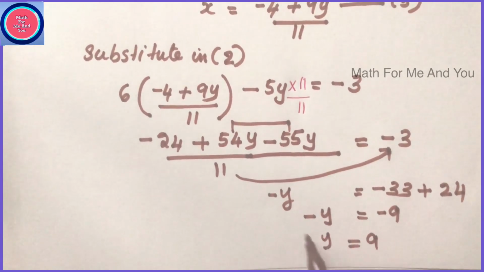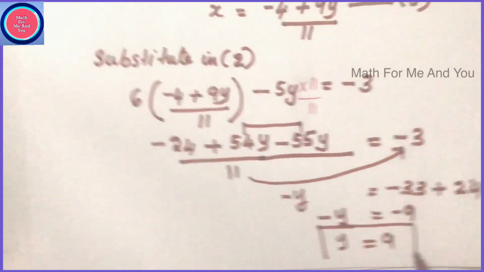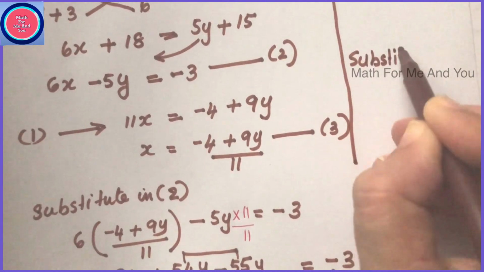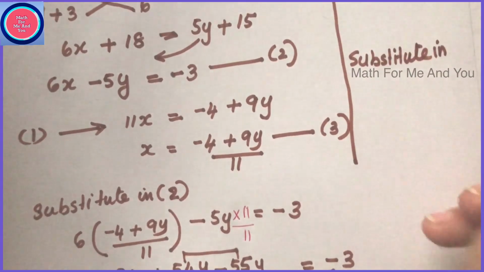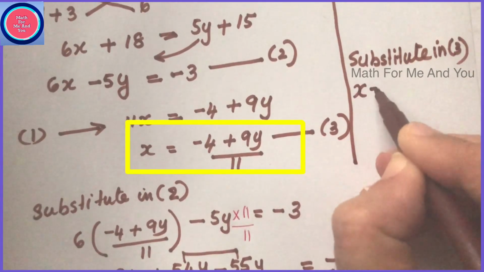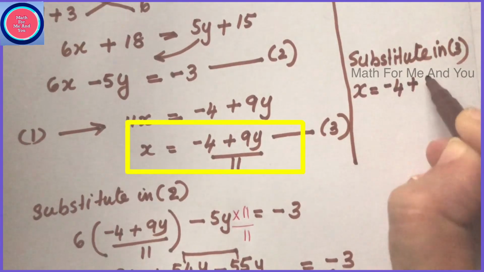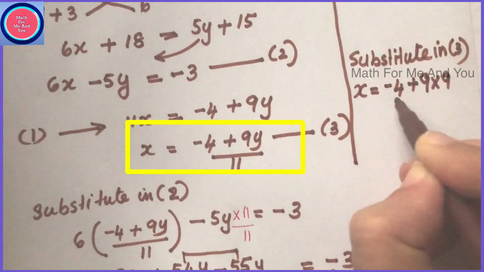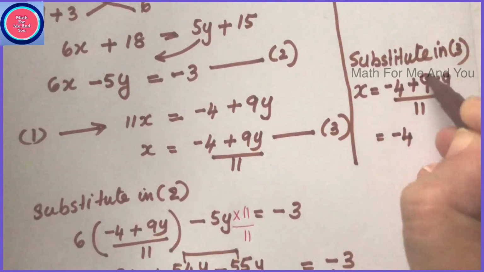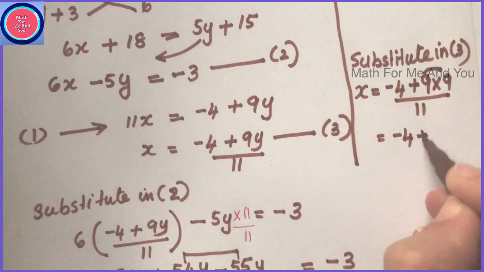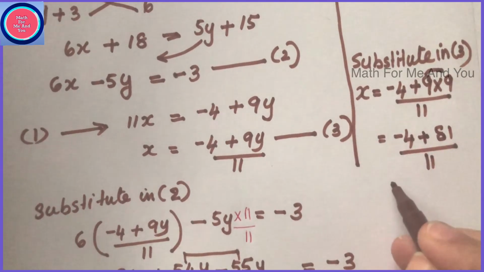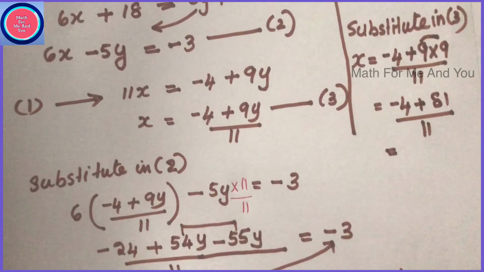y equals 9. We have taken y as the denominator. So the fraction denominator we got is 9. Substitute this value in any of the equations, and you can find x, the numerator. Here I am using equation number 3. Substitute in equation number 3. x is equal to minus 4 plus 9y over 11. That is x equals minus 4 plus 9 times 9 over 11. 9 times 9 is 81. First we perform multiplication, after that addition or subtraction. Then 81 minus 4, how much is it? It is 77.